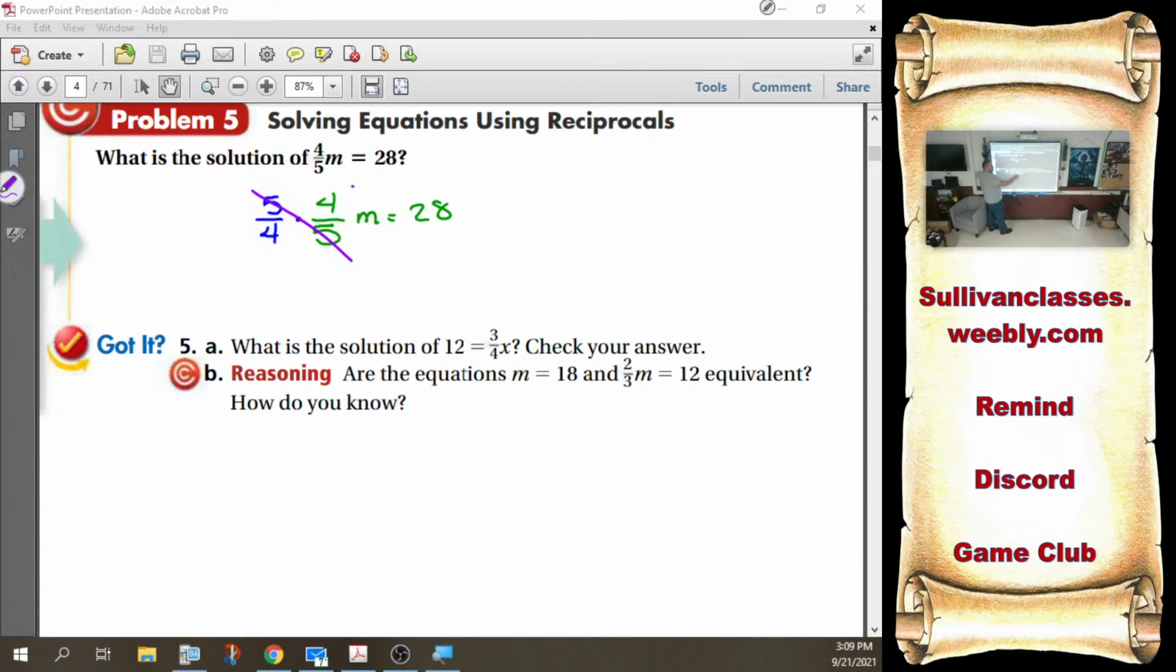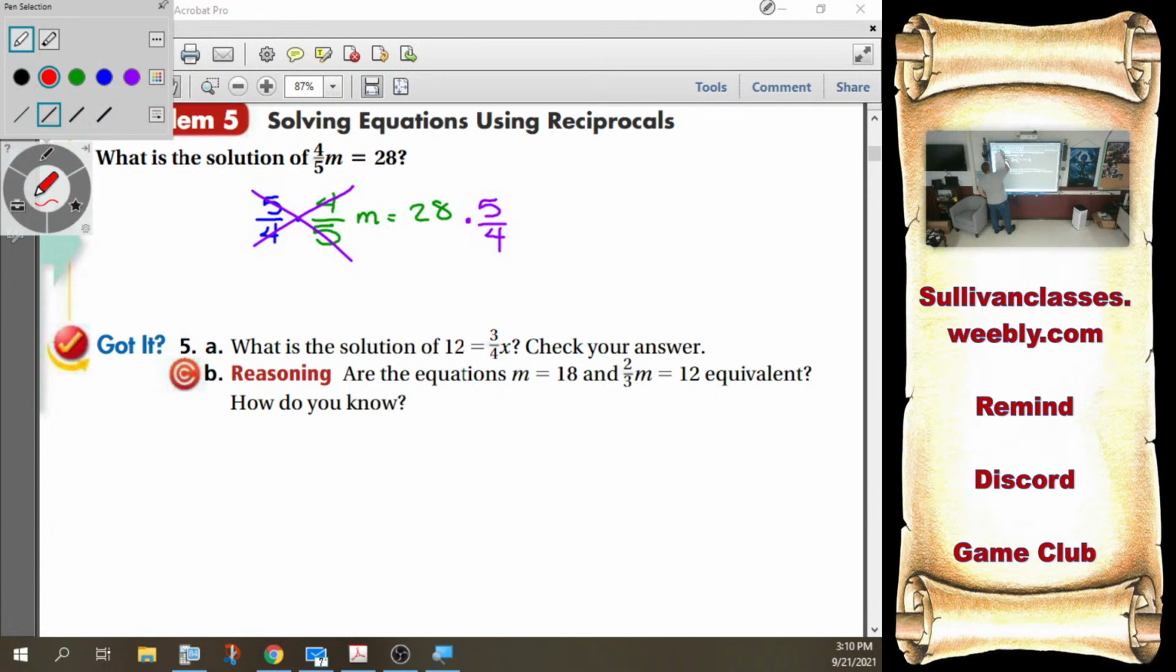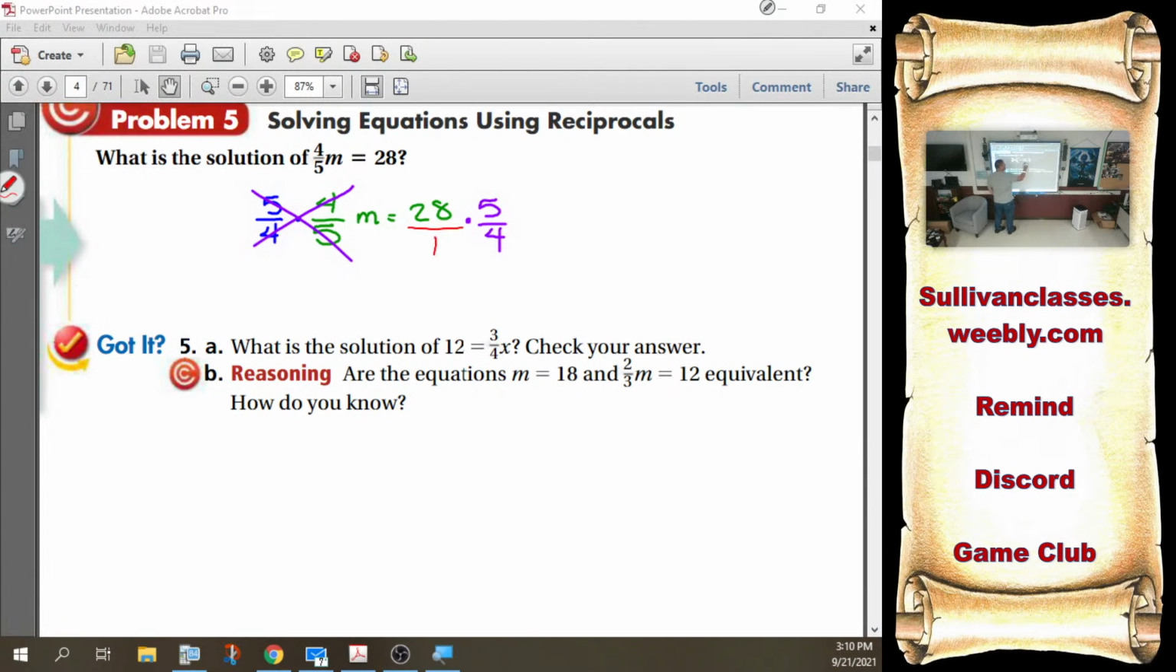5s cancel. 4s cancel. So just m is 28? No. What you do to one side, do in the other, times 5/4. Do y'all remember cross cancel? Since 5 and 4 don't have anything to reduce, 28 and 1 don't have anything to reduce, I start looking kitty corner and I say, do 28 and 4 have anything in common? Yeah, divide both by 4. That's a 7, that's a 1. 1 by 1 is 1, 7 by 5 is 35.